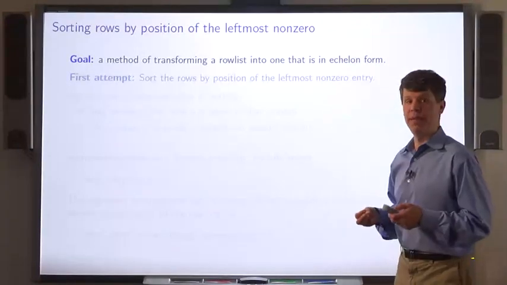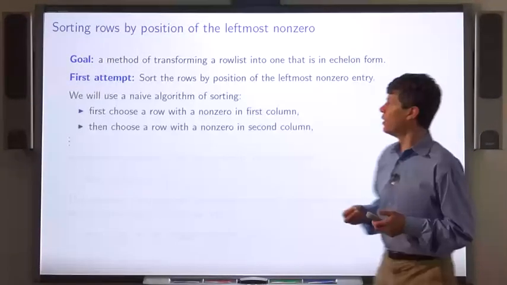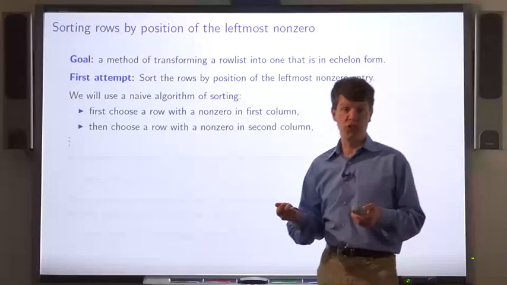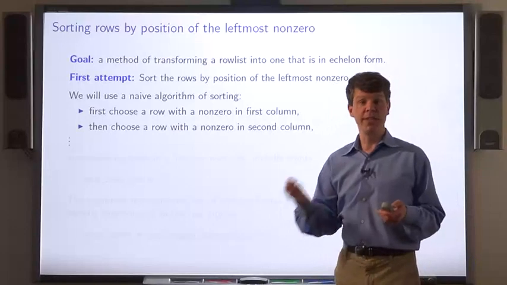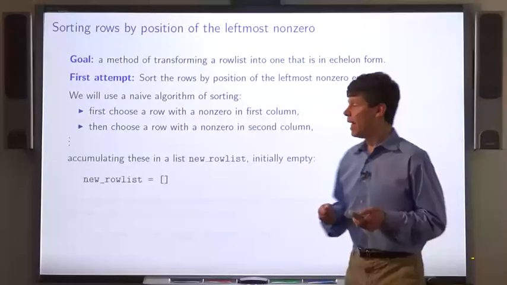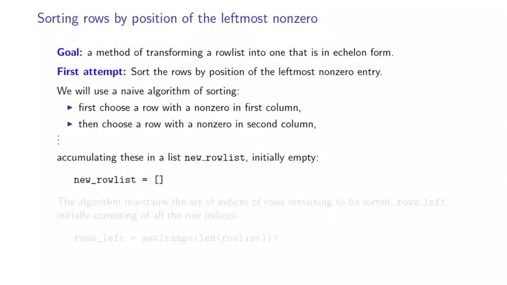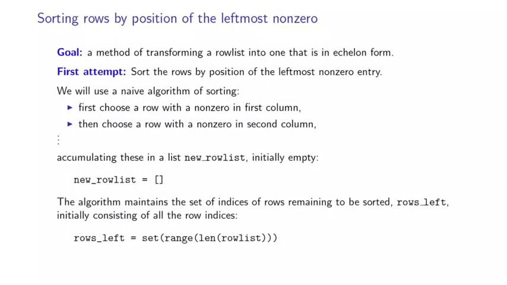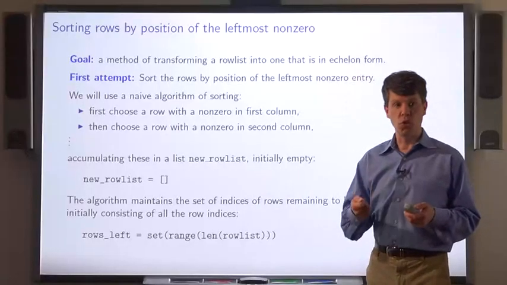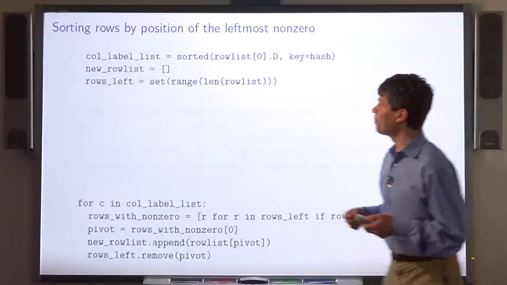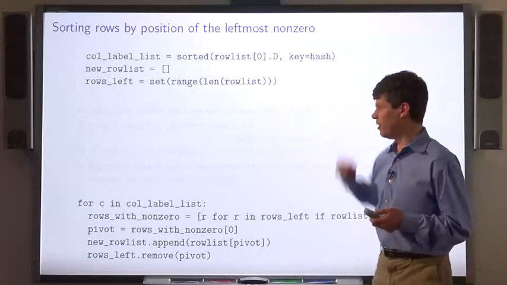So the goal is to transform a matrix into one in echelon form. And our first approach will be using sorting. The algorithm will first choose a row with a non-zero in the first column, then choose a row with a non-zero in the second column, and so on. And it'll accumulate these rows in a list, new row list. In order to carry this out, the algorithm has to keep track of which rows are remaining to be sorted. It uses rows left to store the set of indices of rows that haven't been processed yet. So the initialization we've already discussed.